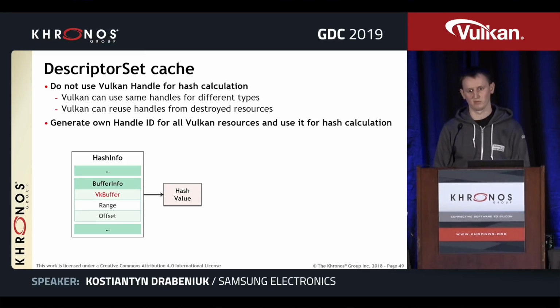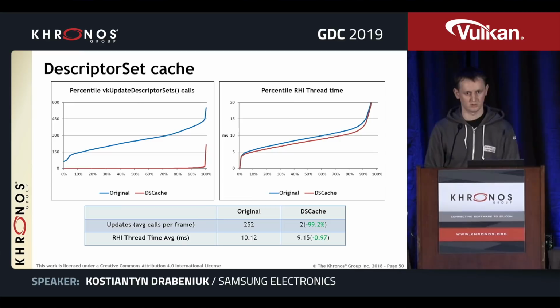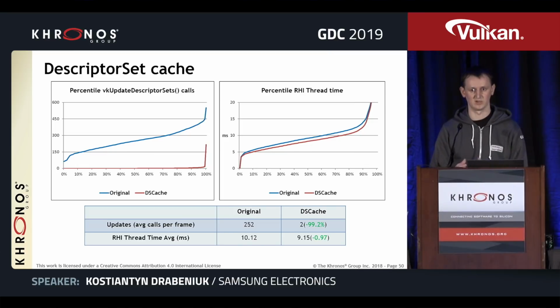Also, you should be careful with hashing. Don't use the Vulkan handle for hash calculation, because Vulkan can use the same handle for different types, and also Vulkan can reuse handles from destroyed resources. So it is better to generate your own handle ID and use it for hashing. After applying this optimization, the average number of updates was significantly reduced, and as a result, we got less RHI thread load.